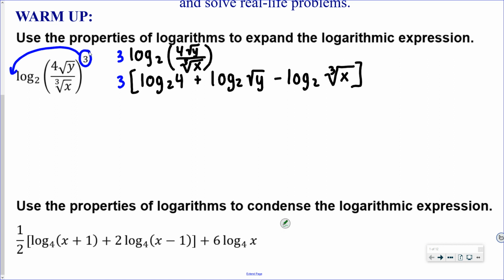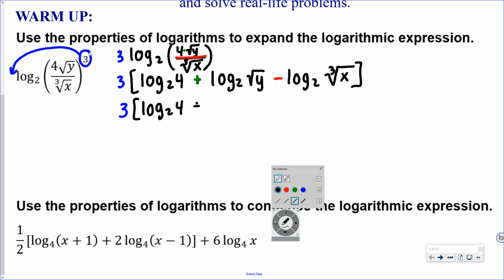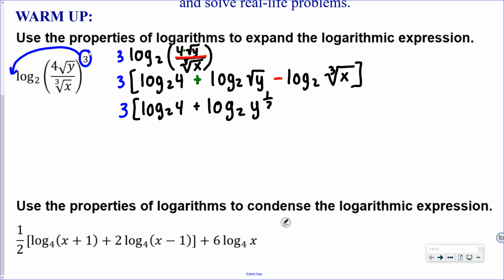I'll use my colors here. Plus, because we have a product. Minus, because we have a quotient. Okay. Then I'd rewrite the radicals as powers, and bring those down as well.